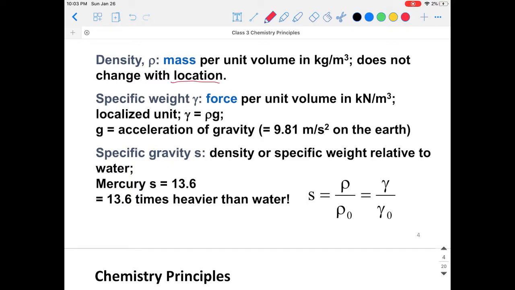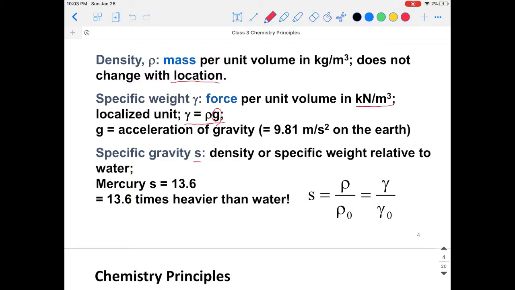There's another definition called the specific weight, and the specific weight is related with the gravity. It's basically the force per unit volume, and that can be represented in kilonewtons per meter cube. This specific weight, or gamma, can be calculated by rho multiplied by g, where g is the gravity. And the gravity can be different at different locations, right? The higher in the sky, the lower the acceleration of gravity, right?